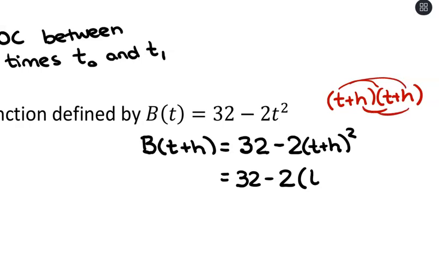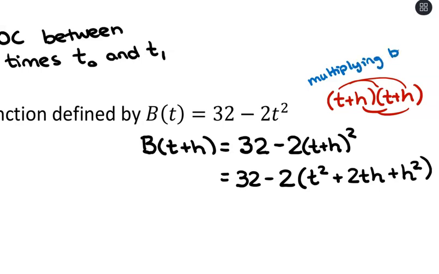So we'll have t squared plus th plus another th, so that'll be a plus 2th, and then plus h squared. So that would be considered multiplying binomials if you need to look up anything for that. Or for short, we call it foiling.